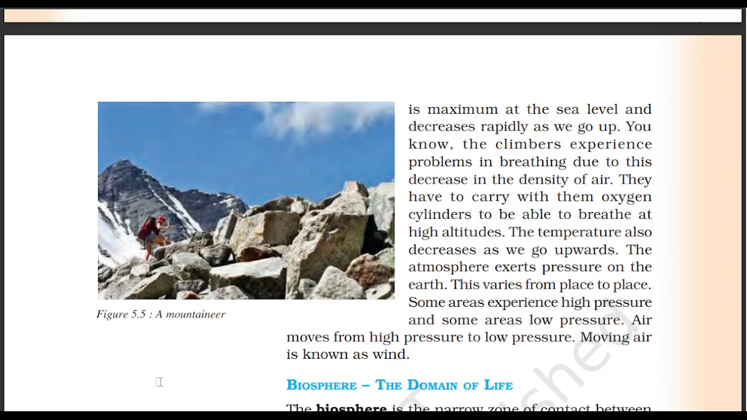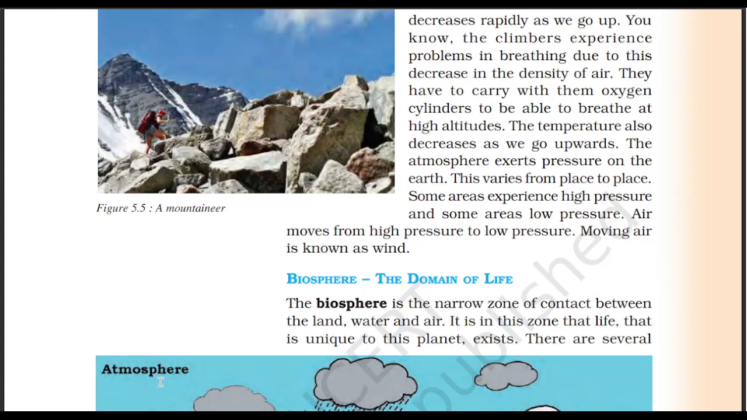The atmosphere exerts pressure on the earth. This varies from place to place. Some areas experience high pressure and some low pressure. Air moves from high pressure to low pressure. Moving air is known as wind. Means air moves from high to low pressure, and this movement is known as wind.